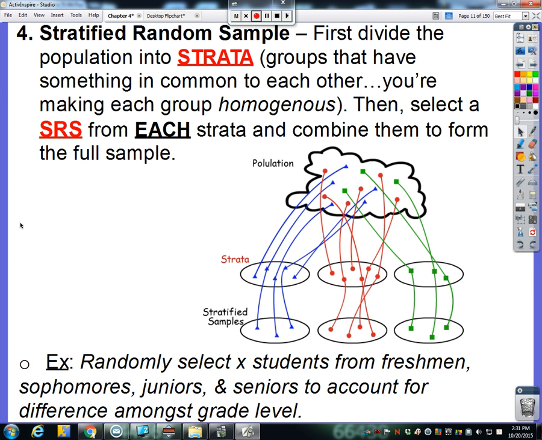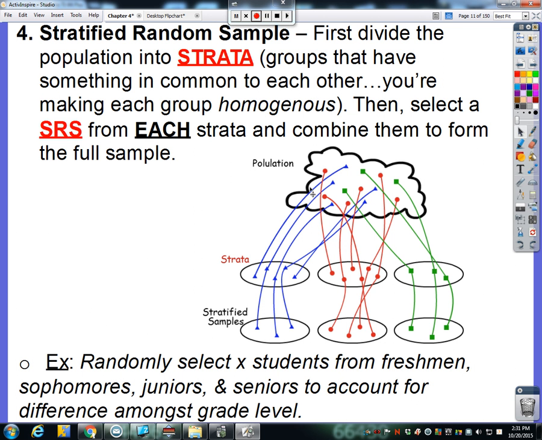Now, besides a simple random sample, there's some more complex types of samples. So number 4, we've got a stratified random sample. A stratified sample is where we have a population and we can split up that population into strata, or really groups that are very similar to each other. We're making our groups really homogeneous, if you will.